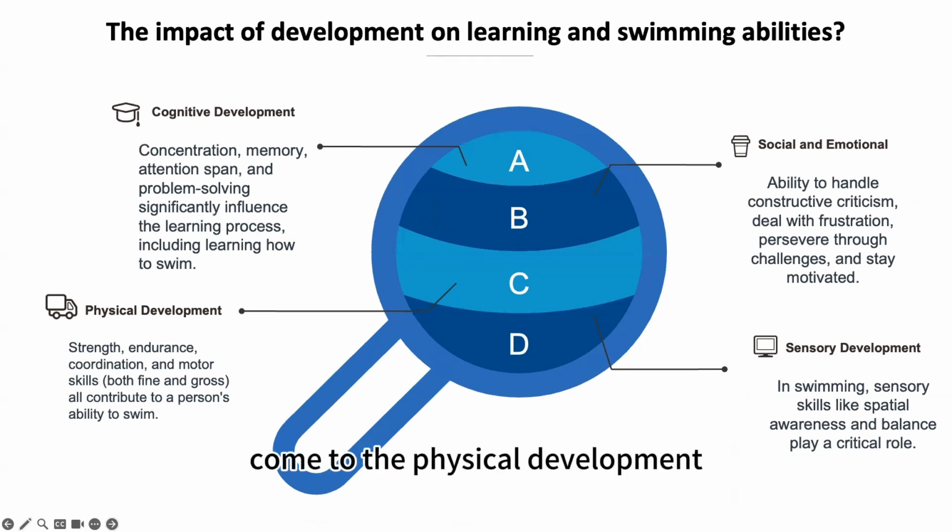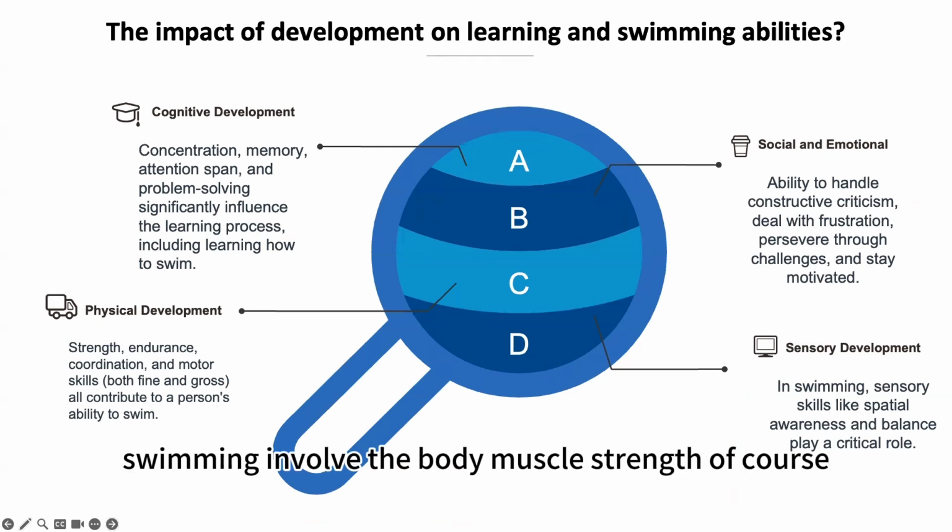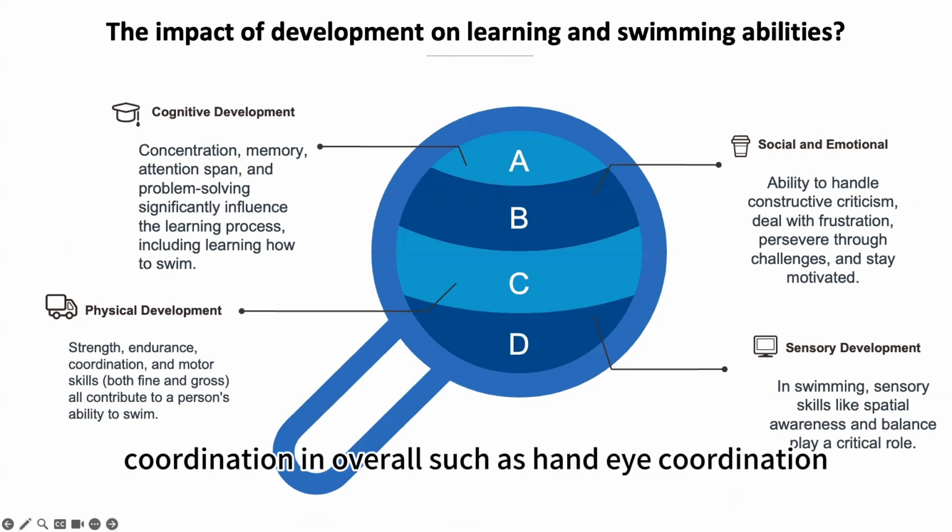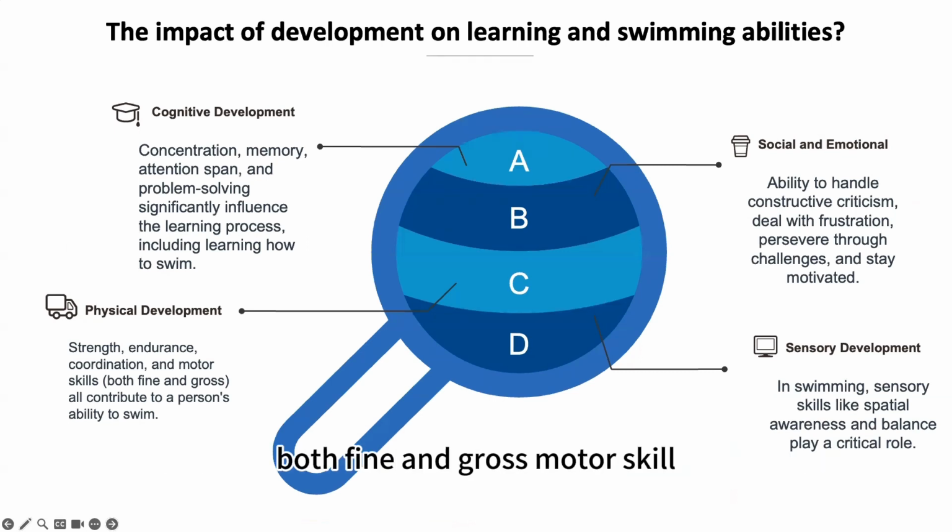Coming to physical development. Swimming involves body muscle strength, and of course endurance and overall coordination, such as hand-eye coordination, both fine and gross motor skills. These all can contribute to a person's ability to swim.